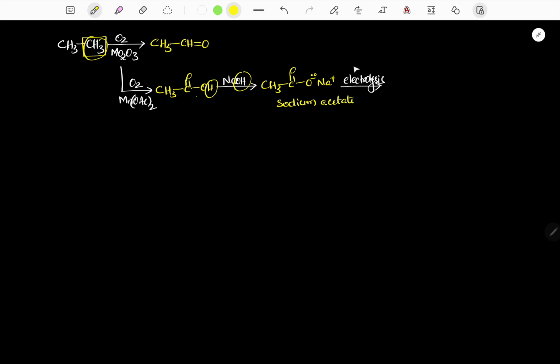Now sodium acetate electrolysis, this reaction is also known as Kolbe electrolysis. In the Kolbe electrolysis, we have to remove the CO2 and we have to write down the radical, and the radical dimerizes. Finally it converts into alkane plus CO2. These two products at anode, and at cathode NaOH plus H2. These two products at cathode. At anode oxidation, at cathode reduction. So this is a Kolbe electrolysis.